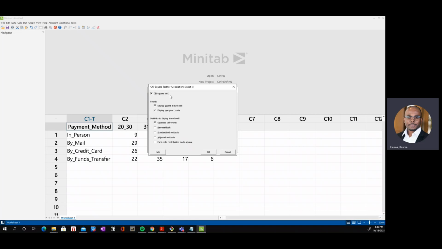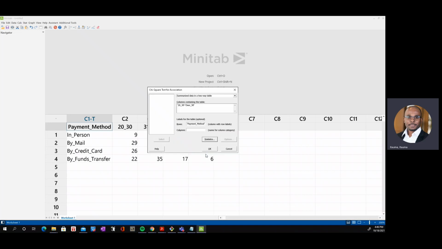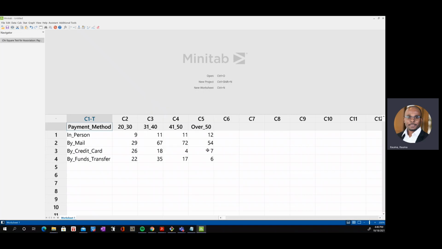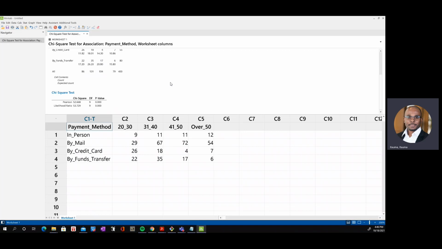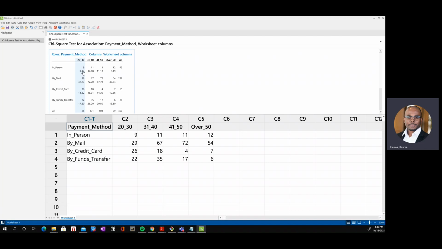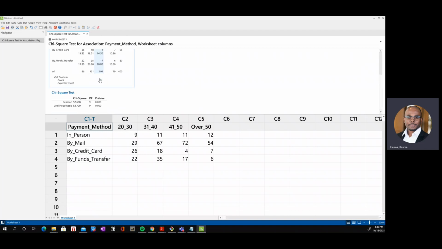Here we want to have the chi-square test. We also want to display the count in each cell. I also want the expected cell counts to show. So click OK, and then OK again. And so this gives you the results. Right here, we have the observed frequencies, and we also have the expected frequencies. This is already done for you using Minitab.